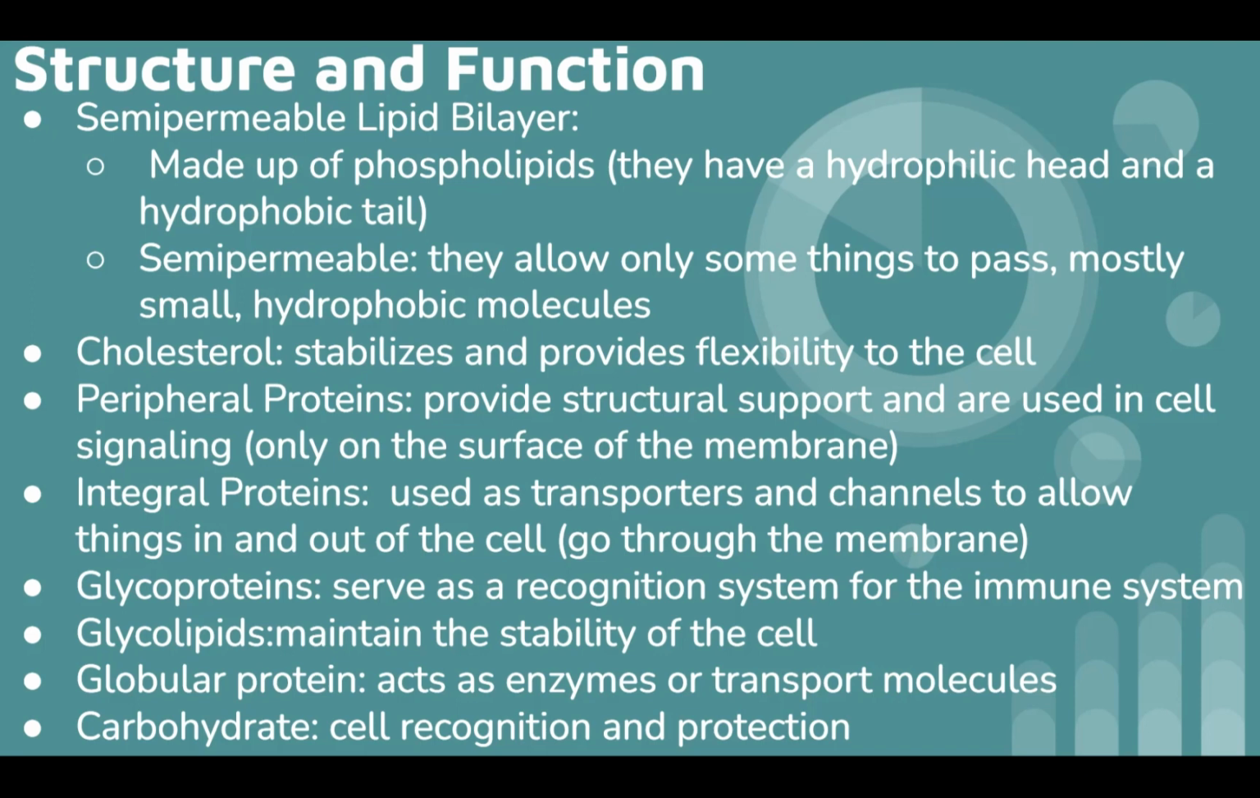However, they do have cholesterol, which provides stability and flexibility to the cell. They do have peripheral proteins, which provide structural support and are also used in cell signaling, but they are only on the surface of the membrane. Integral proteins are used as transporters and channels to allow things in and out of the cell. And also, something that differentiates the integral proteins from the peripheral proteins is that the integral proteins go completely through the membrane.